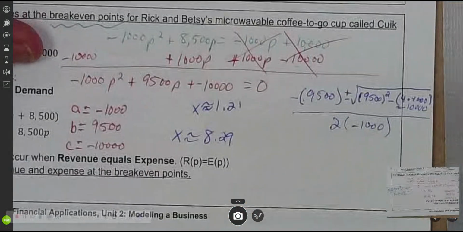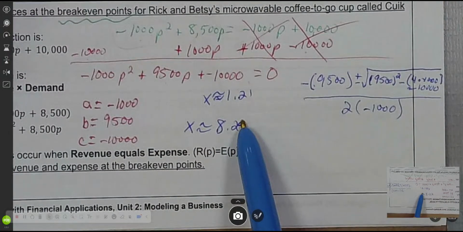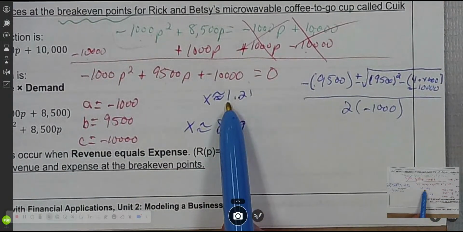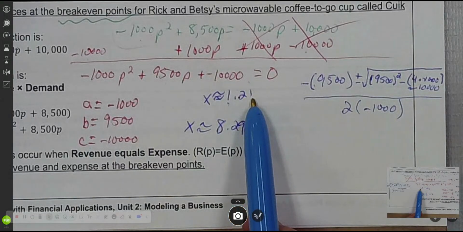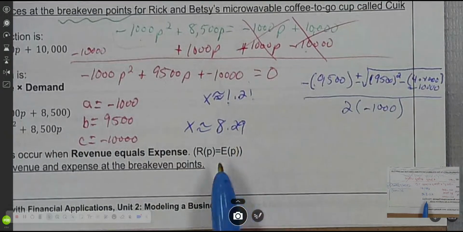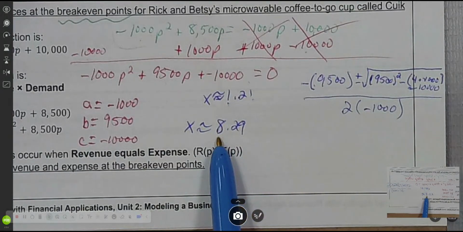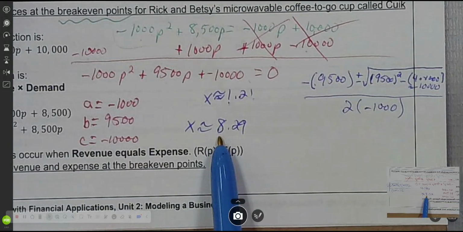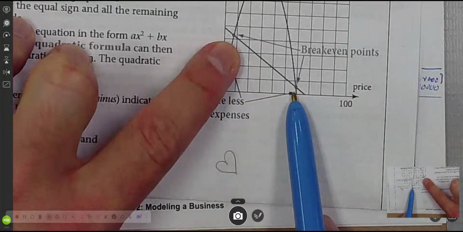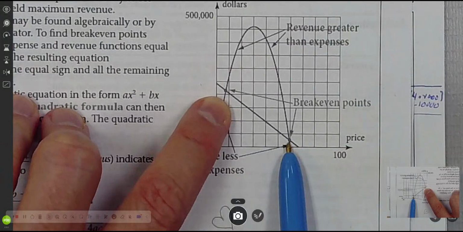So now I know there are two break-even prices. If they sell this cup of coffee or this product for $1.21, they will make zero money. They will lose zero money. If they sell this thing for $8.29, they will make zero money. They will lose zero money. The reason why is because those are the two break-even points, the two points at which revenue equals costs.